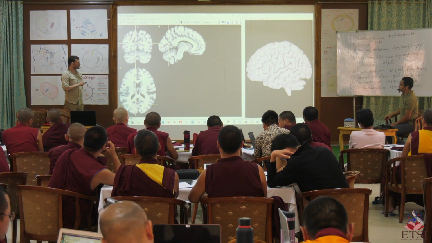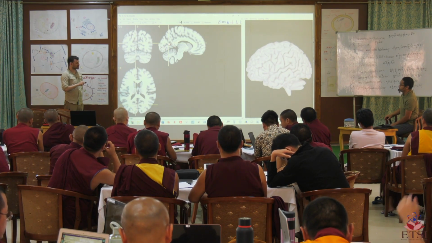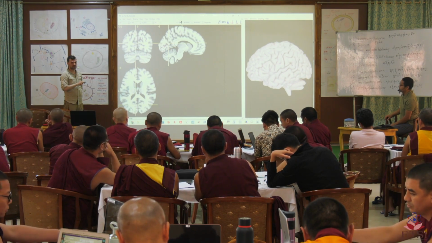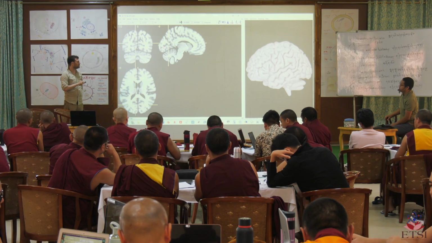So this is actually an important sulcus called the calcarine sulcus. And this is where the primary visual cortex is. That's what you discussed earlier this morning.